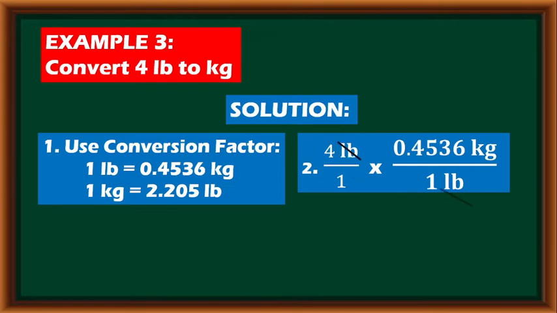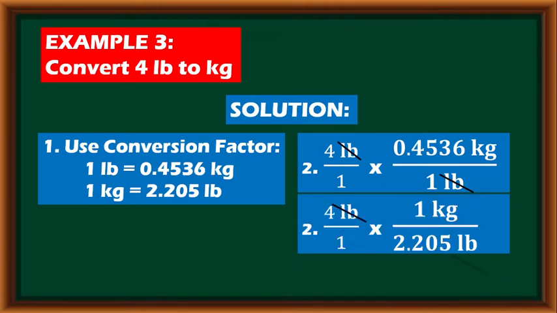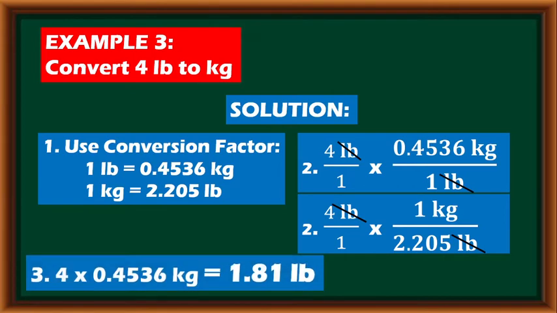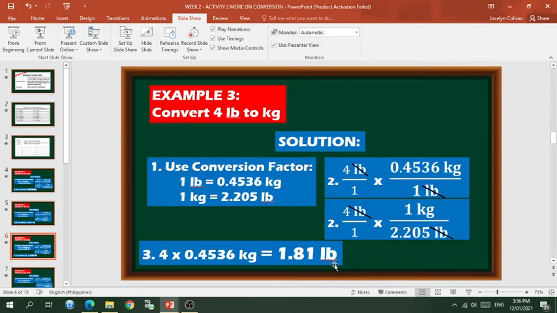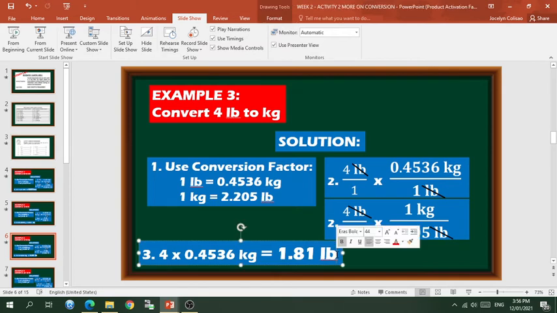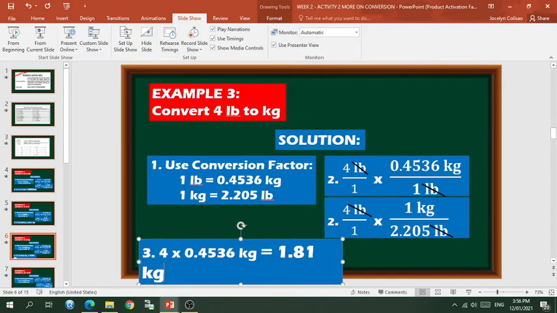So, cancel out 1 pound. Multiplication ang gagamitin mo. 4 times 0.4536 kilogram. So, magiging 1.81 kilogram. Okay, 1.81 kilogram. Okay? So, meron tayong kaunting mali dito.